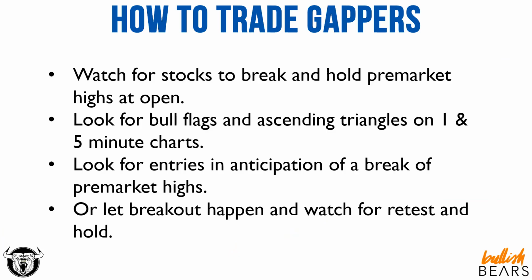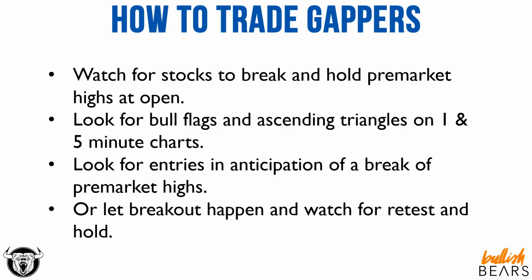Now, how do you trade gappers? Well, you want to look for stocks that will break and hold pre-market highs at open. When you're mapping out support and resistance levels, look at the pre-market highs and the pre-market lows. If you're bullish on the stock, you want to watch for stocks that break those pre-market highs and ideally hold, right? You want to look for things such as bull flags and ascending triangles. Those are a couple of the more reliable patterns. There are other ones too, like cup and handles, but bull flags and ascending triangles are really popular.